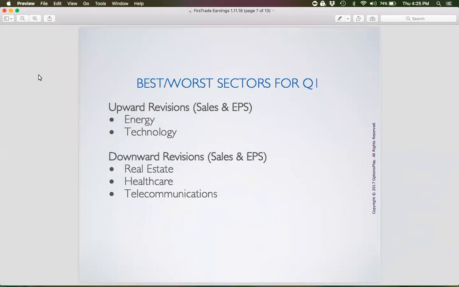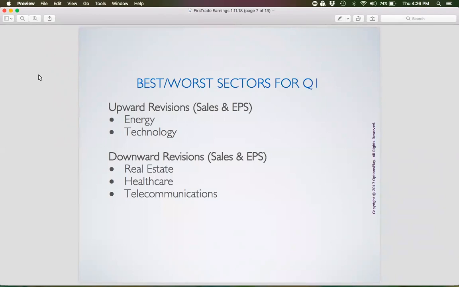So we want to talk a little bit about our expectations for the different sectors going into Q1. Like I said, because of oil prices picking up towards the end of last year, we do expect energy to be an interesting sector to look at. We expect some beats coming out of that sector, and I actually have a specific one that we'll look at today. Technology has consistently been a strong sector in 2017, and we expect some of that to continue going into 2018.